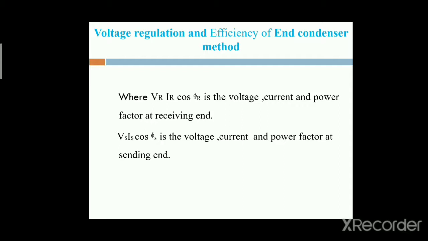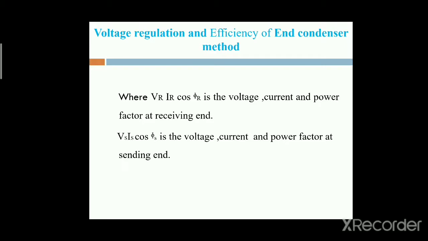What is meant by the voltage regulation? It is the difference between the sending end voltage and the receiving end voltage, that is (Vs minus VR) by VR into 100. That is the formula for the voltage regulation. Next we find out the efficiency of the end condenser method.